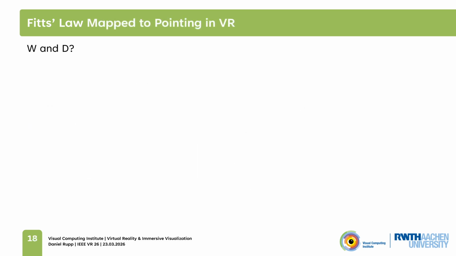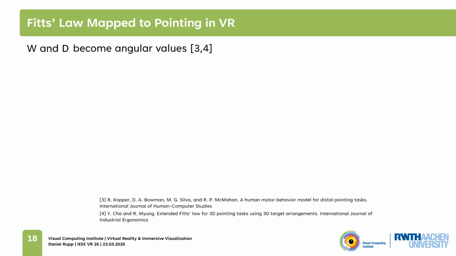If we want to use this in VR, the question is, how do we determine the distance and width during our 3-dimensional selection? Cooper et al. and Cha et al. adapted this for 3D pointing tasks by changing distance and width to angular values. So in our case, we had participants point to the floor to start the selection task, and then rotate the controller upwards until they hit the target platform.